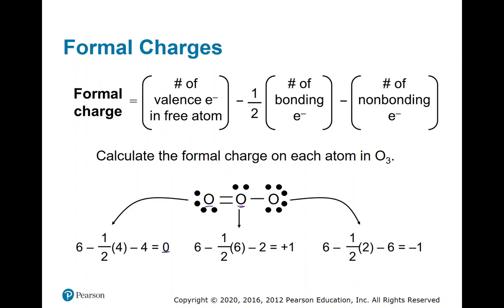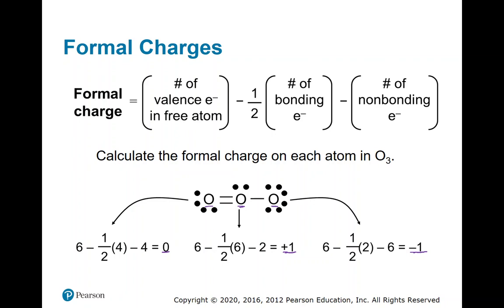This oxygen here in the center has a formal charge of +1. And this oxygen here on the right has a formal charge of -1. Now, what this means is that the oxygen in the center is relatively electron poor compared to the other two oxygens, and in this resonance form, the oxygen there on the right is relatively more electron rich. Remember, electrons are negative, so a negative formal charge implies a more electron rich atom.